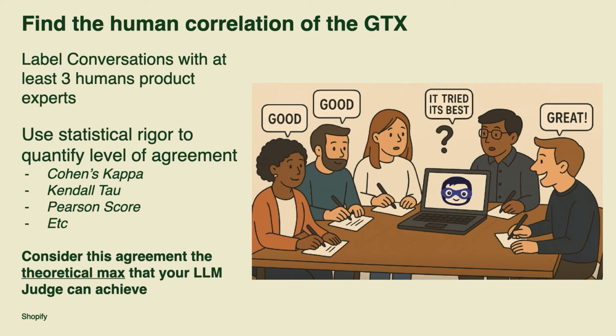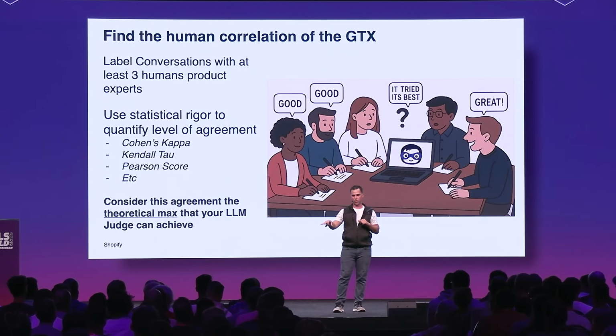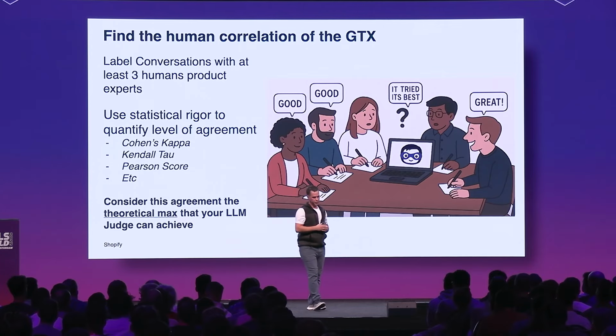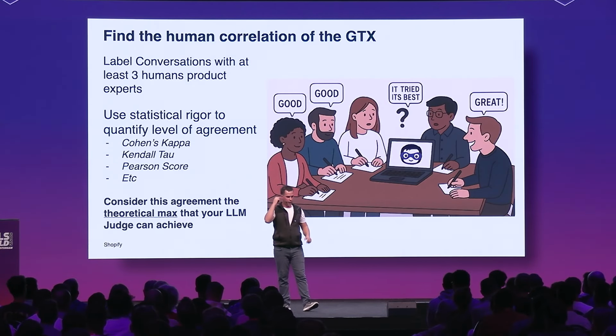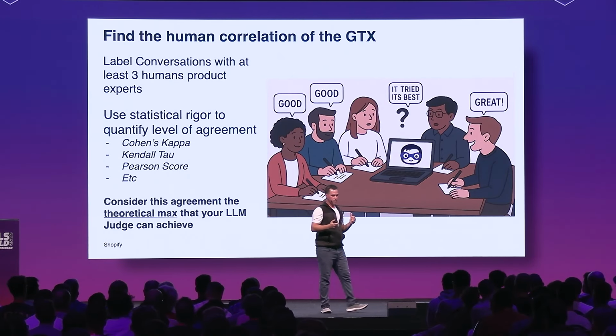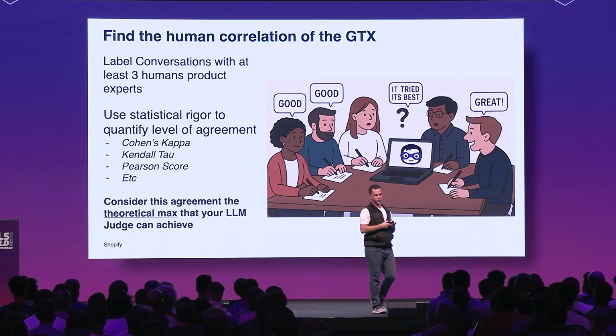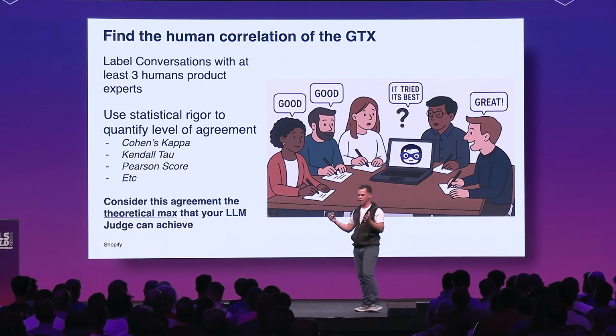Let's say we start with 200 ground truth examples. We have 5 PMs or product experts label these, and then we calculate the correlation using something like Cohen's kappa or Kendall tau. These are statistical measures of correlation. We try to figure out, with these 5 product experts, how much they agree on what's good and what's bad. And we try to get coverage of both good and bad in this ground truth set. We calculate this number, and we consider it the theoretical max of what our LLM judge can achieve, because the LLM judge is not going to get 100. Humans are not going to get 100.